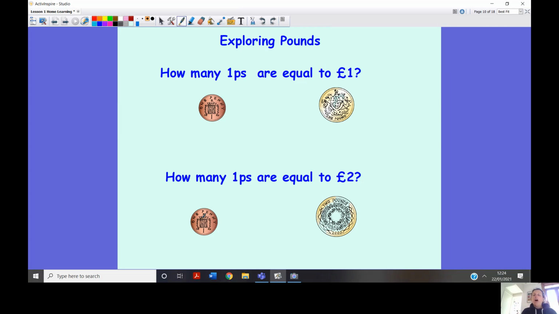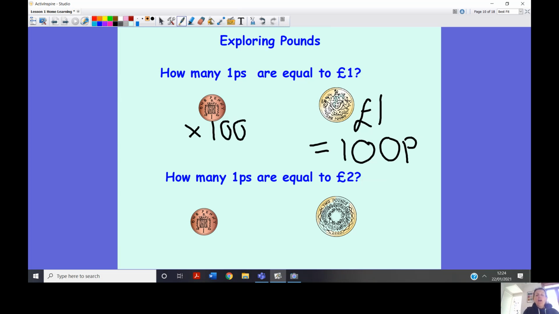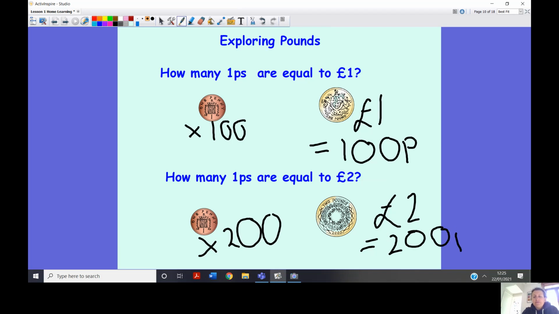Thinking. I know that £1 is the same as 100 pennies. I need these coins times by 100 to make £1. So if £1 is the same as 100 pennies, how many pennies are equal to £2? It's going to be 200. So £2 is the same as 200 pennies.